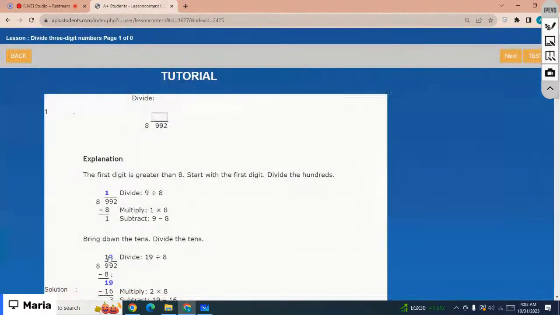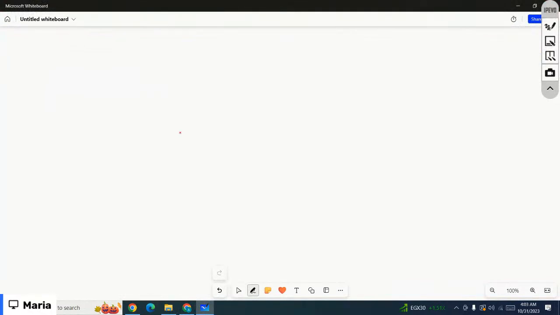Let's start with the first example, that is 992 divided by 8, right? Just look at the first digit, 9. 9 is greater than 8. We can divide, right? 8 times 1 is 8. 9 take away 8 is 1. 1 is less than 8, you cannot divide, so you need to bring the next digit down. Now we have 19. You have to count the table of 8 until 19, or the number that is less than 19. So 8 times 2 is 16.